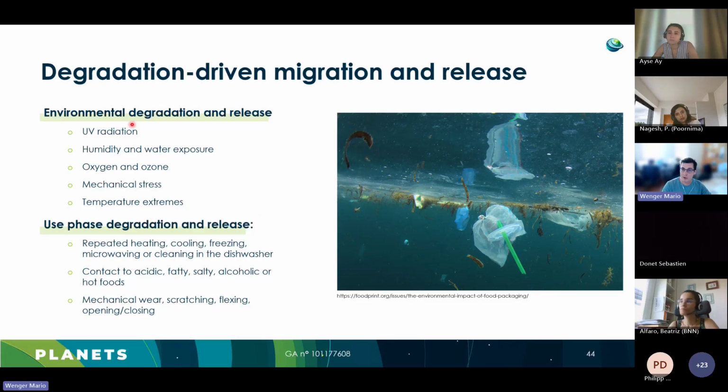During the environmental degradation and release, UV radiation, humidity and water exposure, oxygen, ozone, mechanical stress and temperature extremes can lead to the migration and forming of microplastic or nanoplastic or the release of potential substances of concern. Then during the use phase degradation and release, there is for example the repeated heating or cooling, freezing, the microwaving of the products.